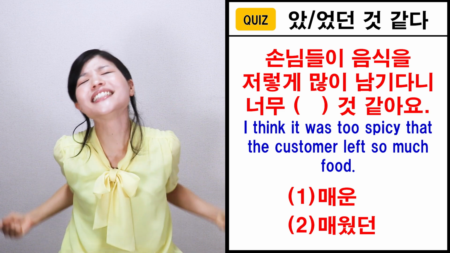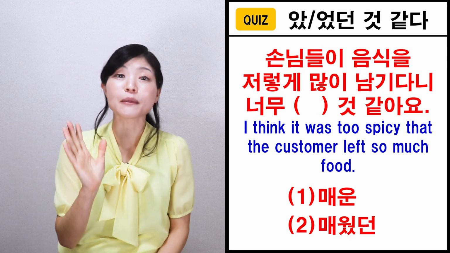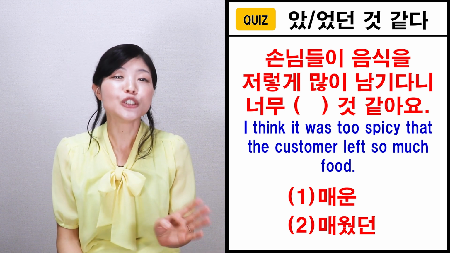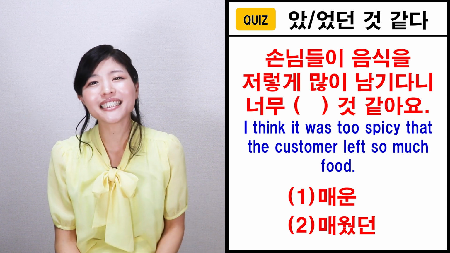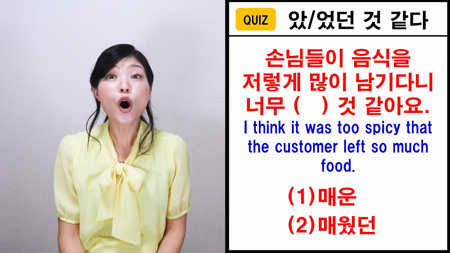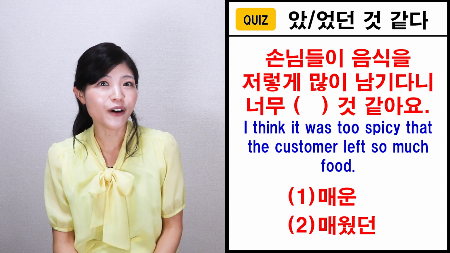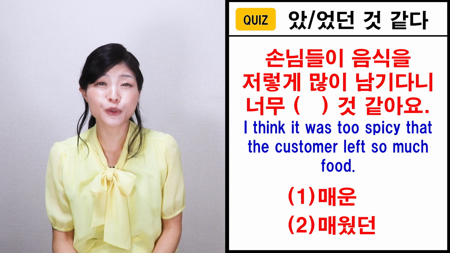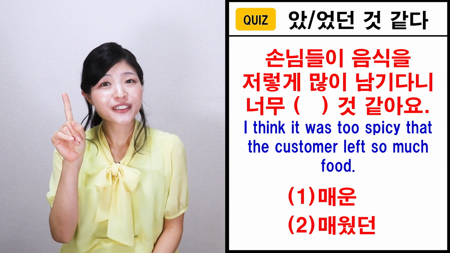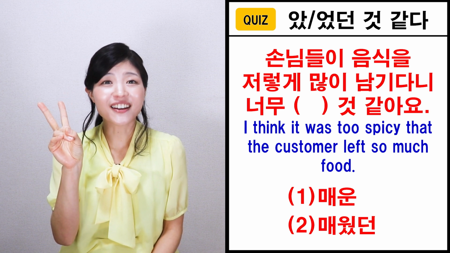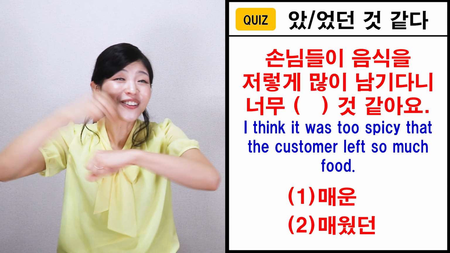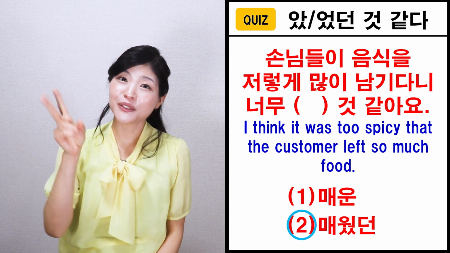Quiz! Then let's deepen our understanding with some quizzes. Which one is the correct answer? 손님들이 음식을 저렇게 많이 남기다니 너무 것 같아요. I think it was too spicy that the customer left so much food. Number 1, 매운. Number 2, 매웠던. The correct answer is number 2.